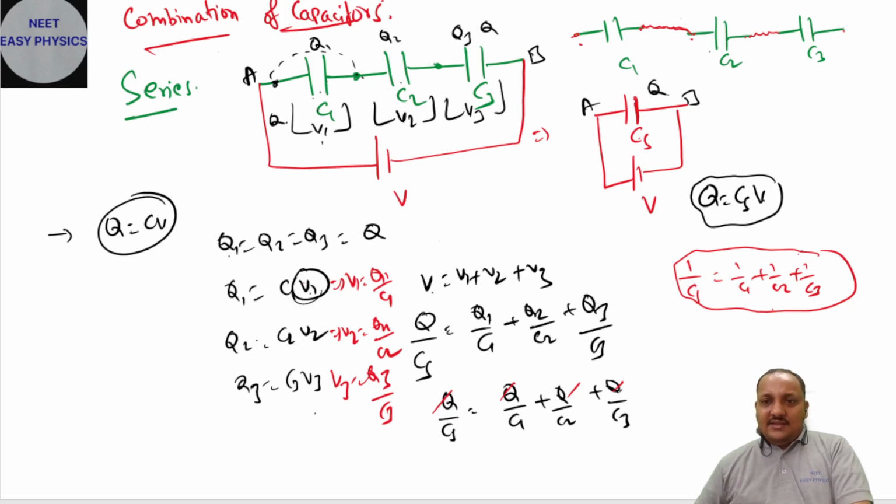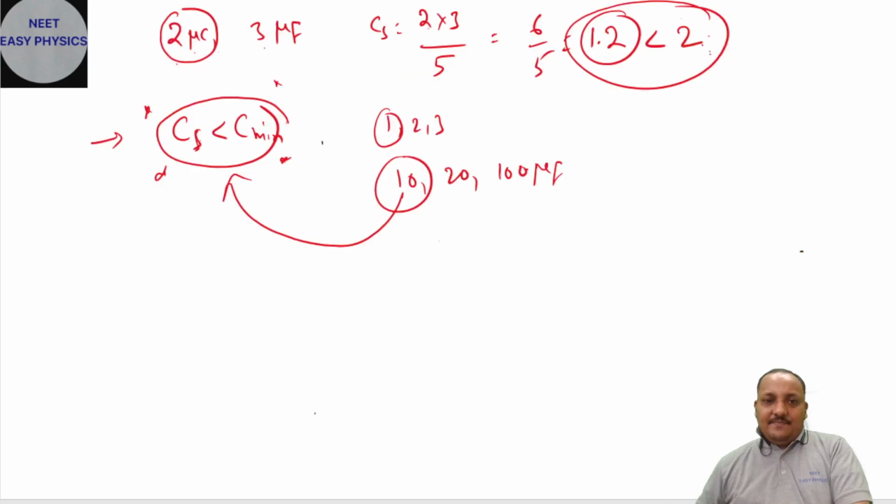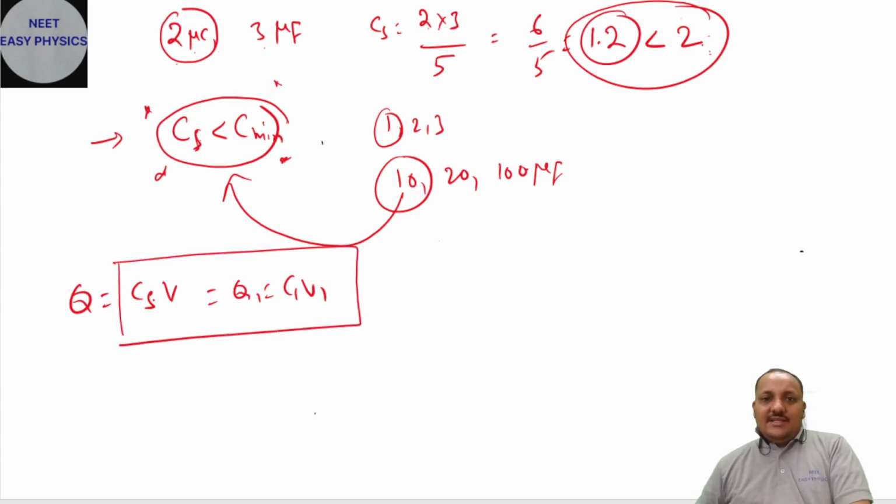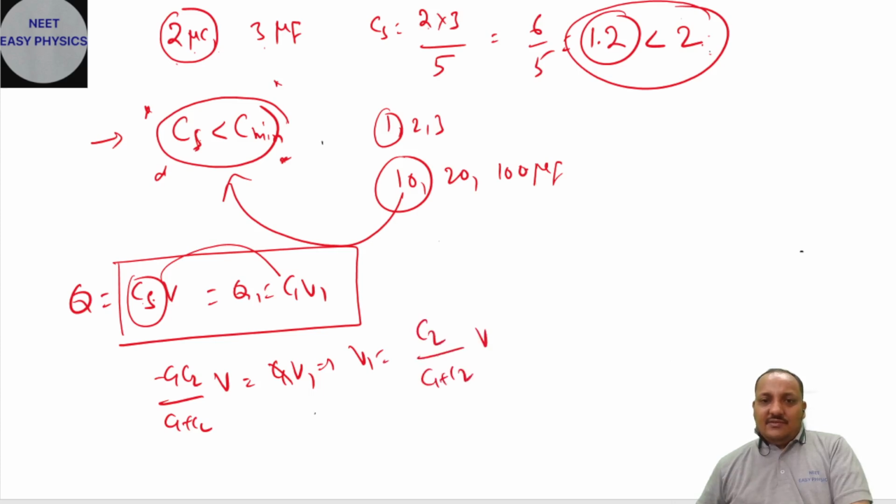Next, what is the voltage across C1, C2? They will ask like that. Here the charges are going to be the same. Charge Q is equal to CSV. Like that, Q1 is equal to C1V1. Now, what is CS? For two capacitors, CS is C1C2 by C1 plus C2, into V, is equal to C1V1. If we equate these two, C1 will cancel. Now, V1 is C2 by C1 plus C2 into V. Like that, V2 is C1V by C1 plus C2.